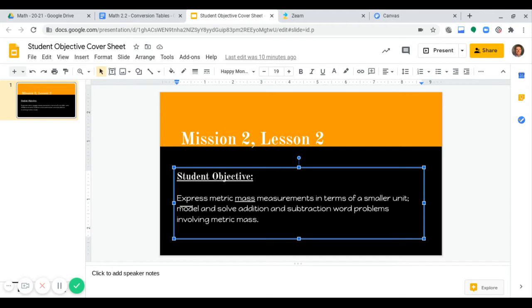So what does mass mean? If length measures how long something is, mass measures how much something weighs, how heavy something is.